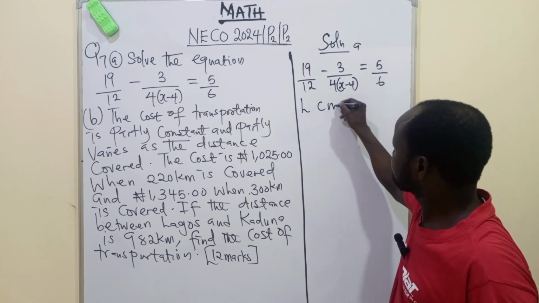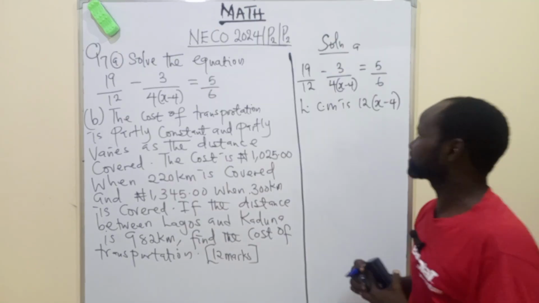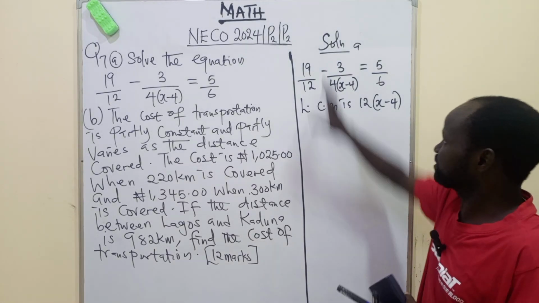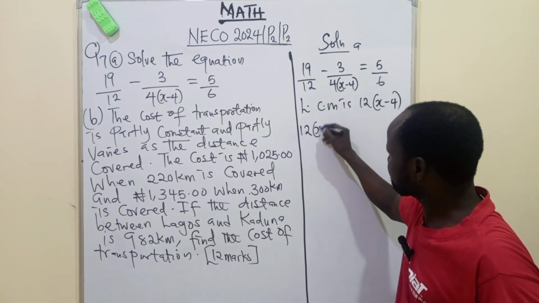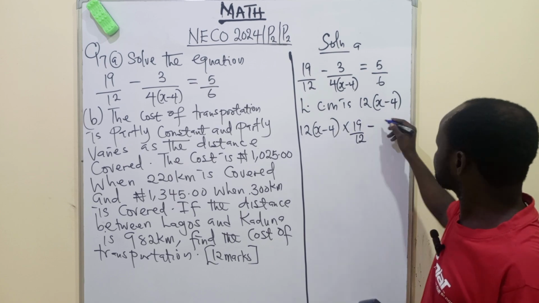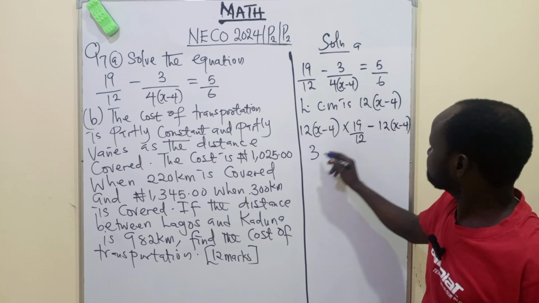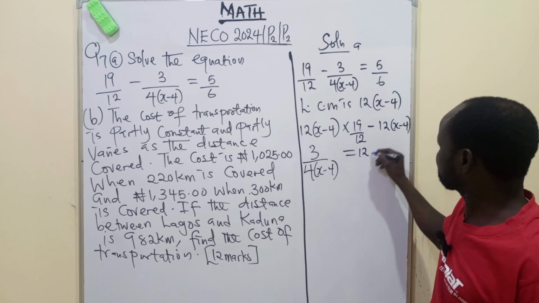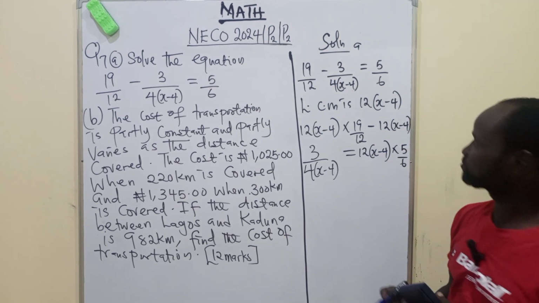So LCM is 12 into x minus 4. This will be our LCM. The next step is to clear the fraction by multiplying through by the LCM. We pick each term here and multiply it by the LCM. So we have 12 into x minus 4 times 19 upon 12 minus the LCM 12 now into x minus 4 multiplied by 3 upon 4 into x minus 4. This will be equals to the LCM 12 into x minus 4 times 5 upon 6. So this is how to clear the fraction.